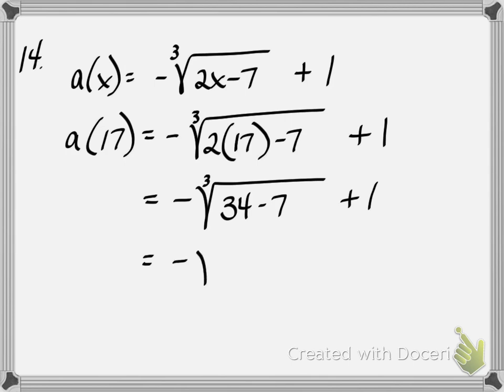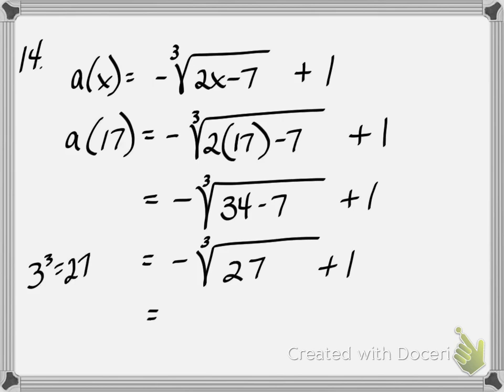34 minus 7 is 27. 3 times 3 is 9, 9 times 3 is 27. That's a perfect cube. That's 3 to the third power. So the 3 comes out, but you already had a negative in the front. And then it's plus 1. So your answer is -2. One thing at a time.